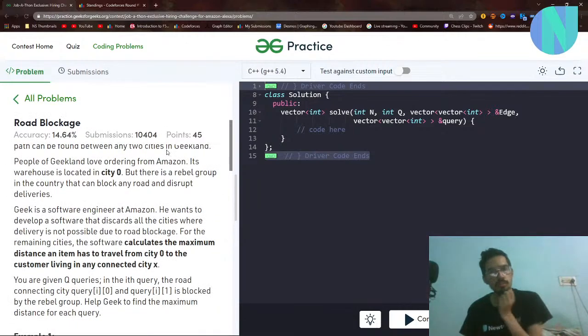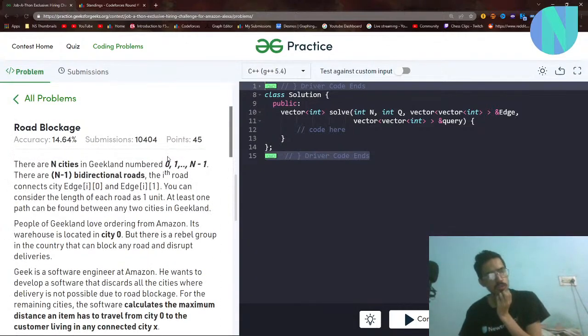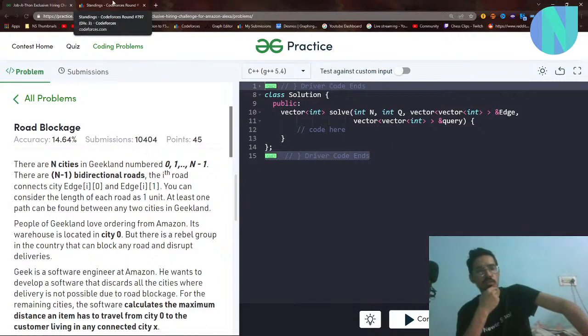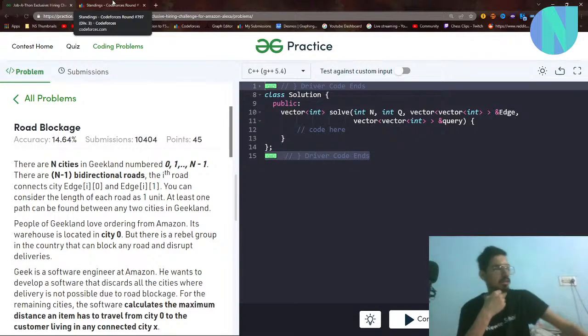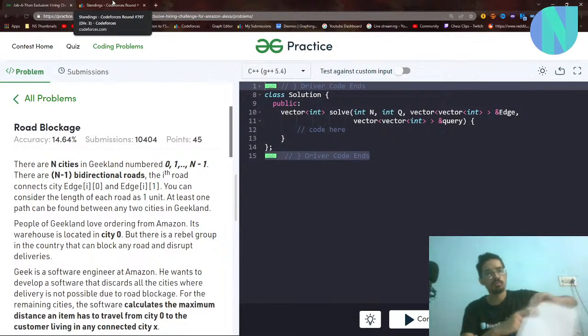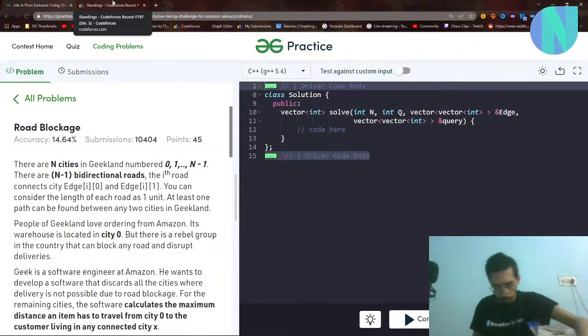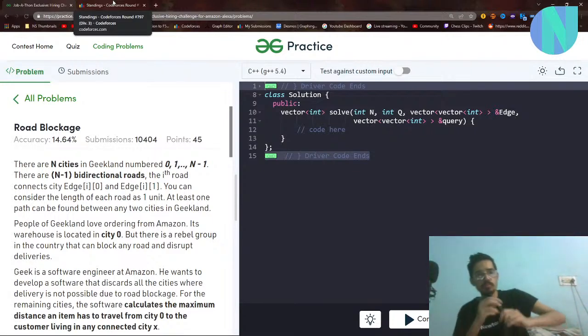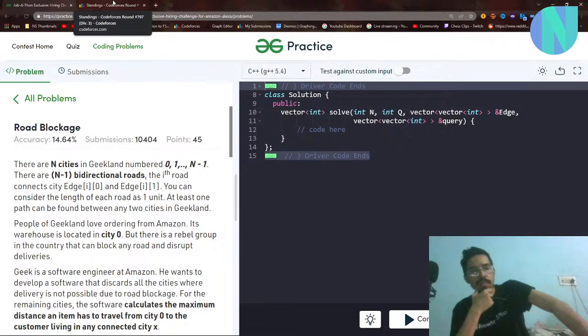So we can solve this problem if you guys want to. It's from Amazon. There are n cities in Geekland numbered 0 to n minus 1, with n minus 1 bidirectional roads. The ith road connects two cities. People of Geekland love ordering from Amazon. Its warehouse is located at city 0, but there's a rebel group in the country that can block any road. Geek, a software engineer, wants to tell the software to discard all the cities where delivery is not possible. Among the remaining cities, find the maximum path length.